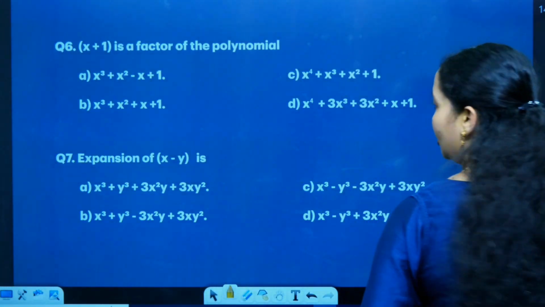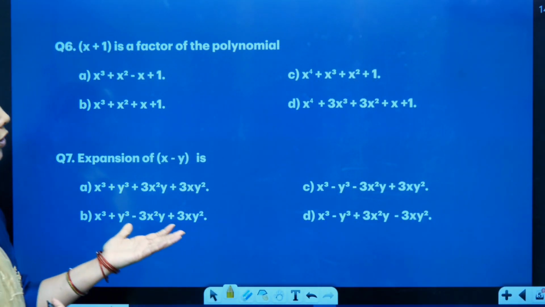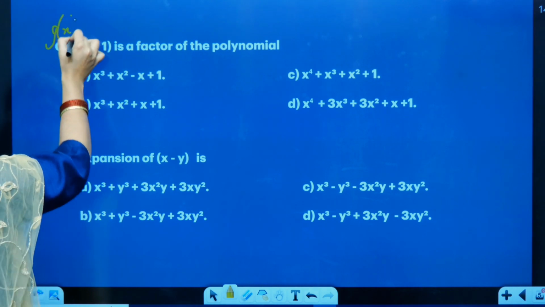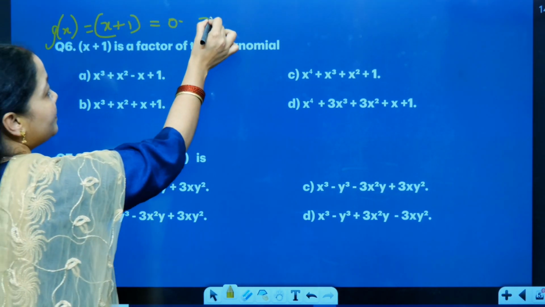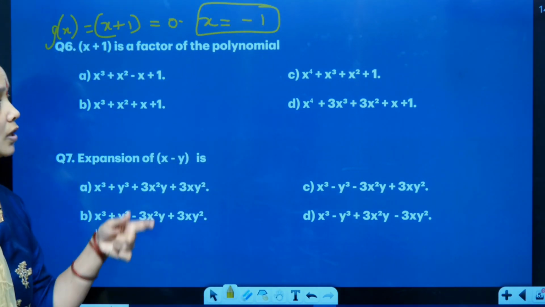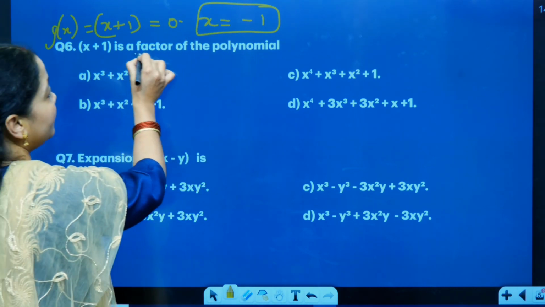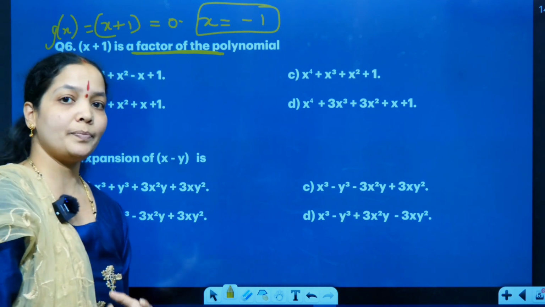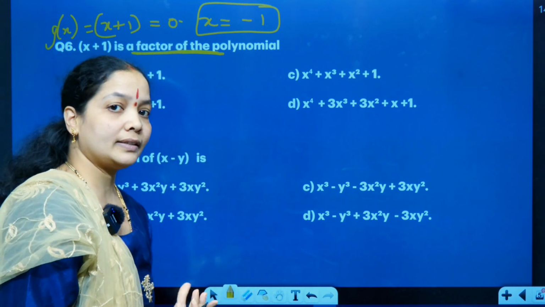Moving ahead to sixth one, x plus 1 is a factor of. As I told you in the previous question, whenever a polynomial g of x is given to me, here g of x is equal to x plus 1, first I will equate this to 0. That means my x will be equal to negative 1. This is the exact value of x that I have to substitute in any of these, which has to turn 0 if it has to be a factor. This concept is based on chapter 2, called polynomials, the factor theorem. What is the factor theorem telling us?